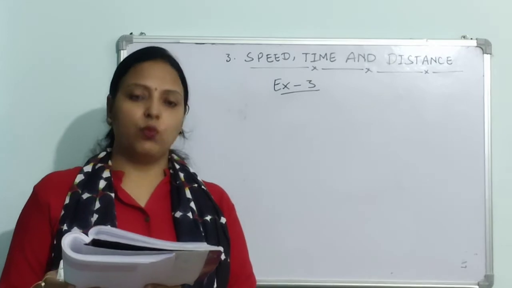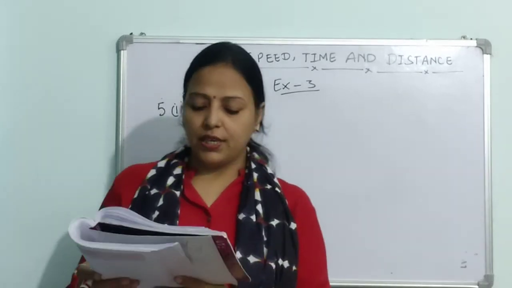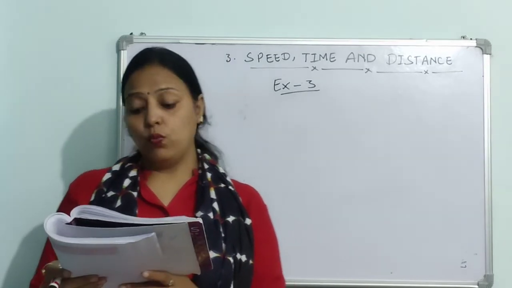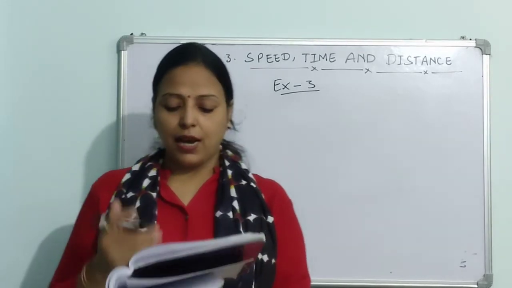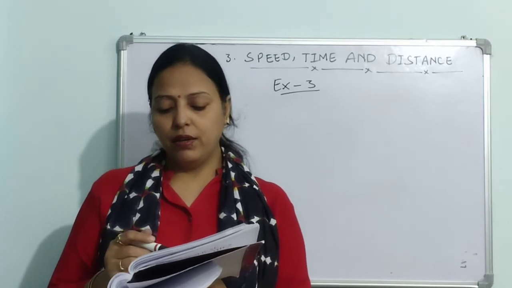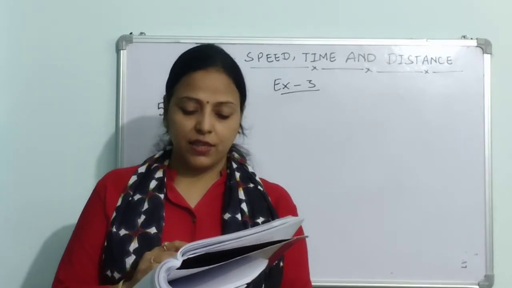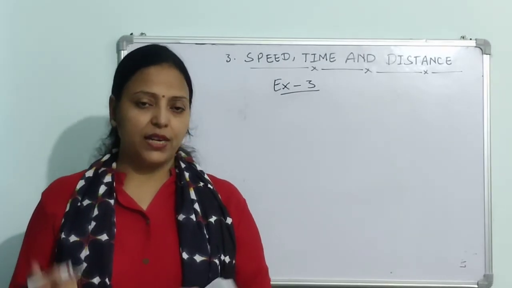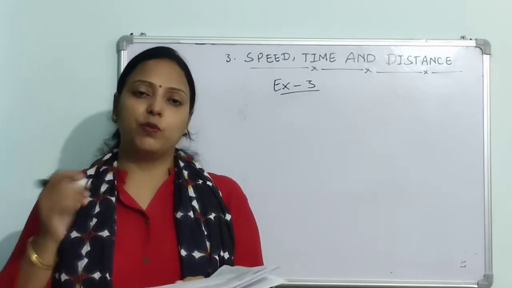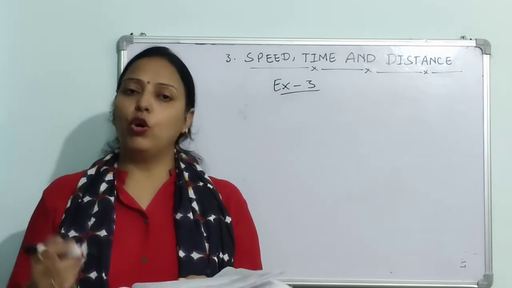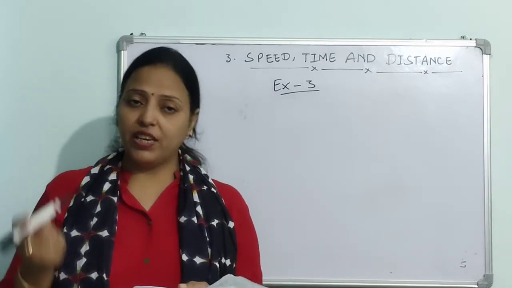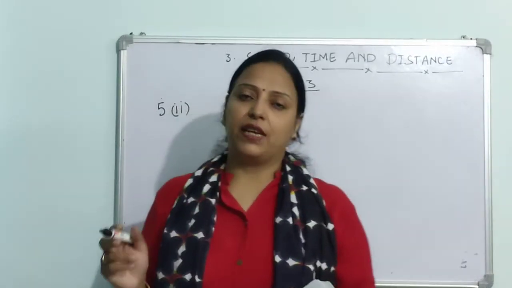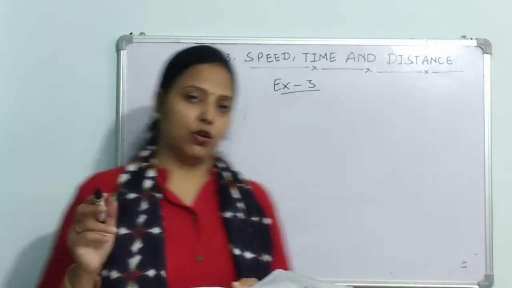Now fifth, second one, a cyclist speed is 5 meter per second. How many kilometer does he cover in 1 hour? So here it is asked what is its speed in kilometer per hour. In this question it is asked to find the speed in kilometer per hour. In 1 hour how many kilometer. So you have to simply change 5 meter per second into kilometer per hour.